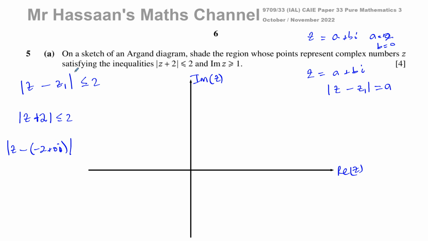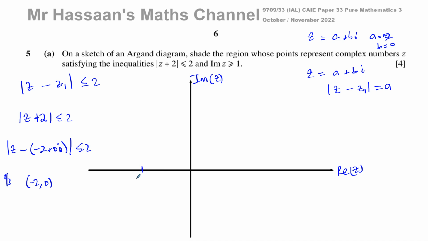This will give us z plus 2. When I expand and simplify this, it will give us exactly what we're looking at here. But we need to express it in this way to make sense of it. This will tell us the coordinates of the center of the circle, the place where our z1 is. So our z1 has coordinates minus 2, 0: negative 2 on the real axis, and 0 on the imaginary axis. So it's going to be over here.